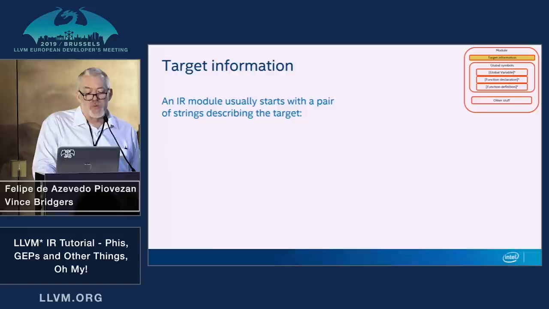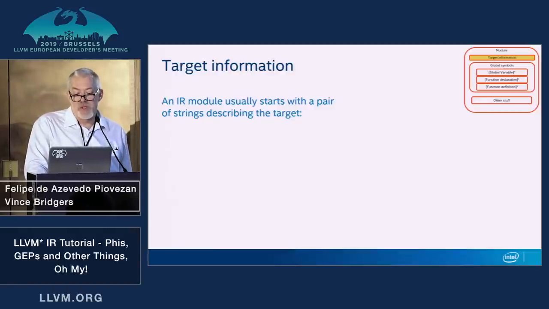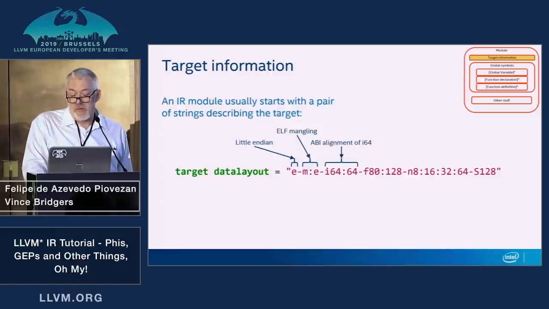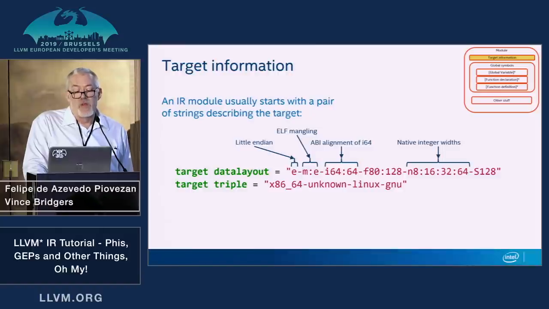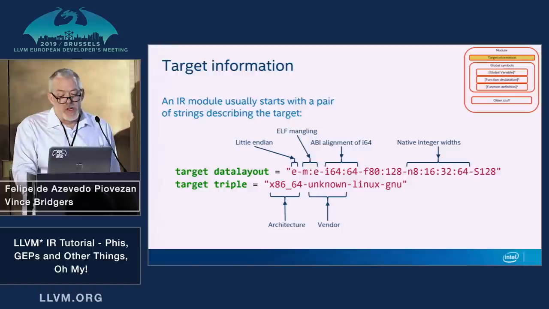So let's look at some sample target information just to see what's inside of a module. An IR module always starts, or usually starts, with a pair of strings describing the target. In this particular example, we have endianness information, mangling information, ABI alignment information, and also information about the native integer widths. We also have a target triple, which describes the architecture that the module is to compile to, the vendor, the system, and the ABI.